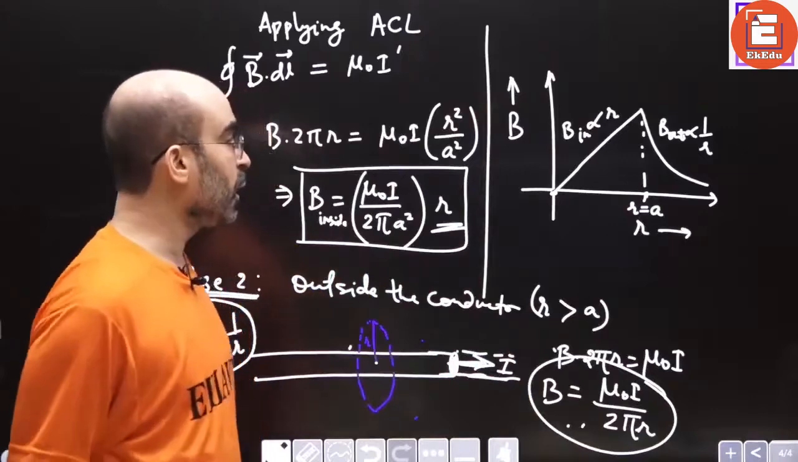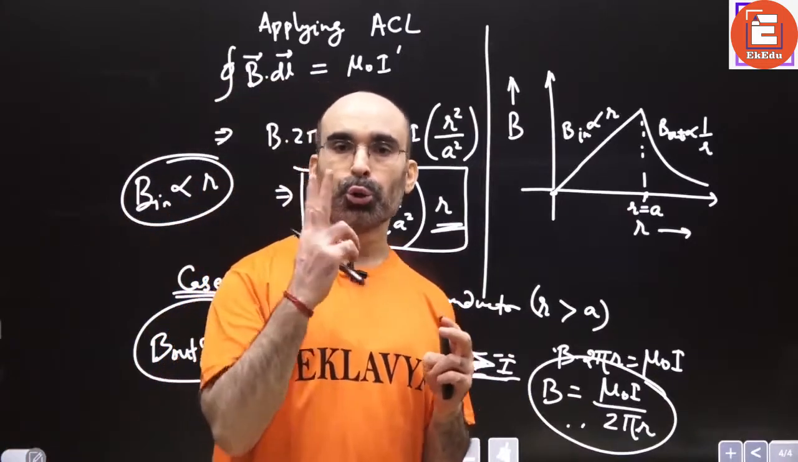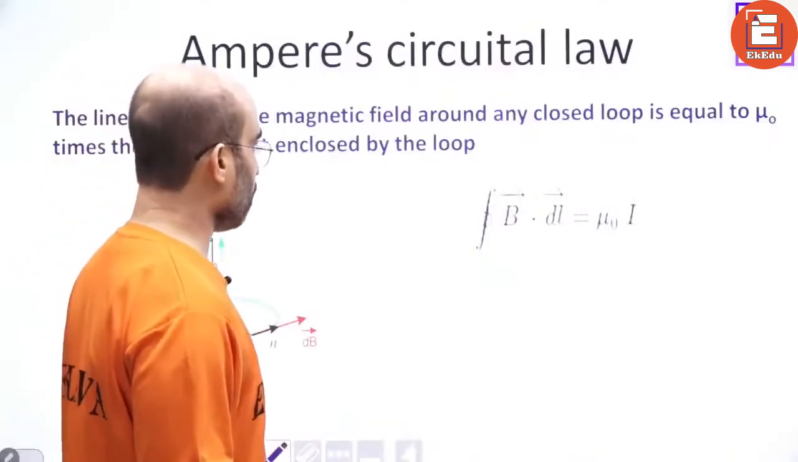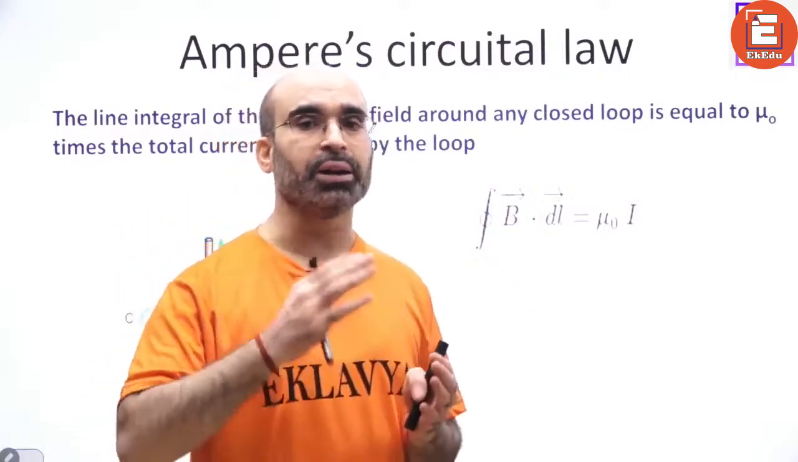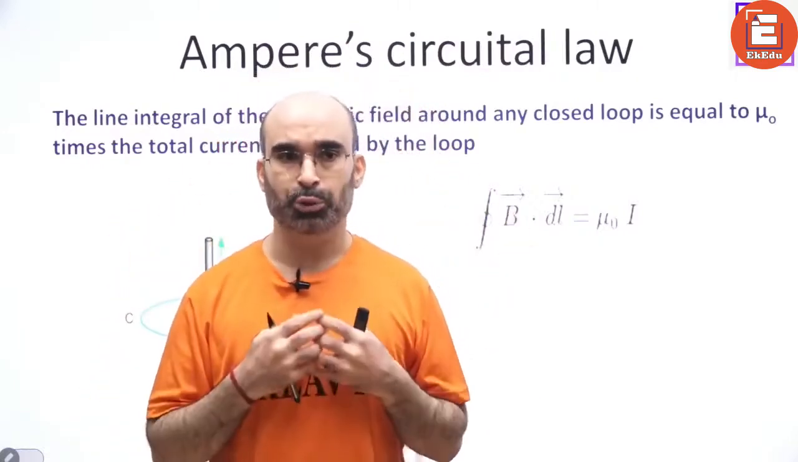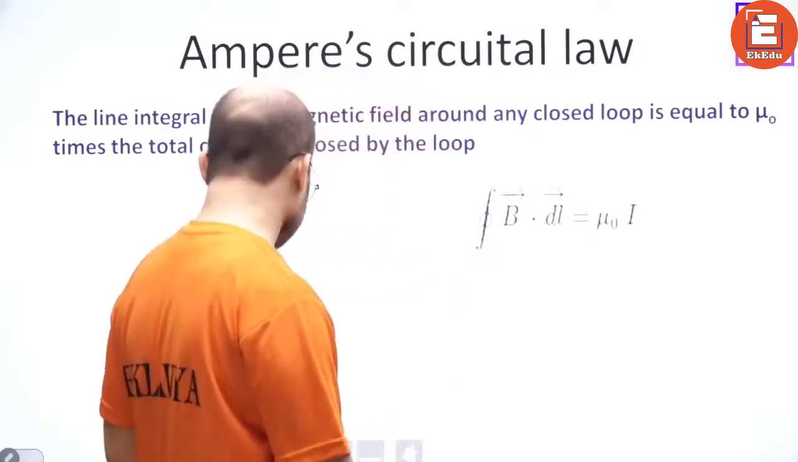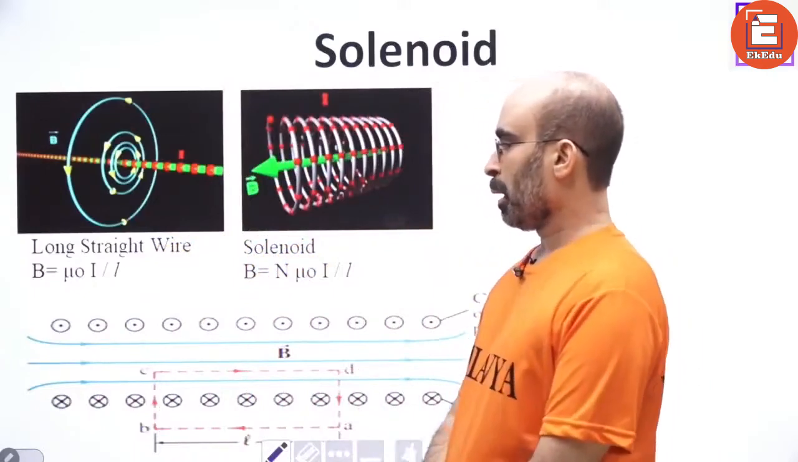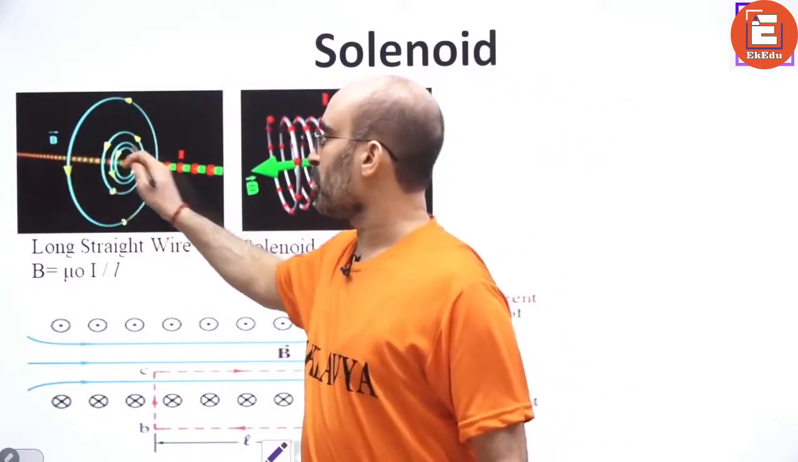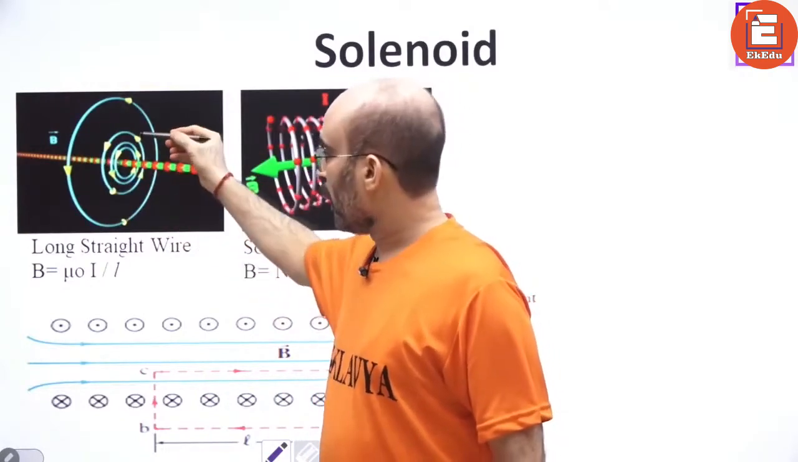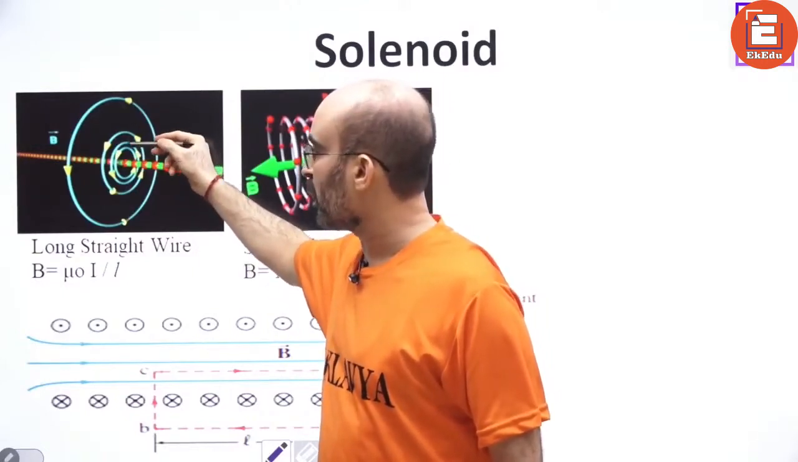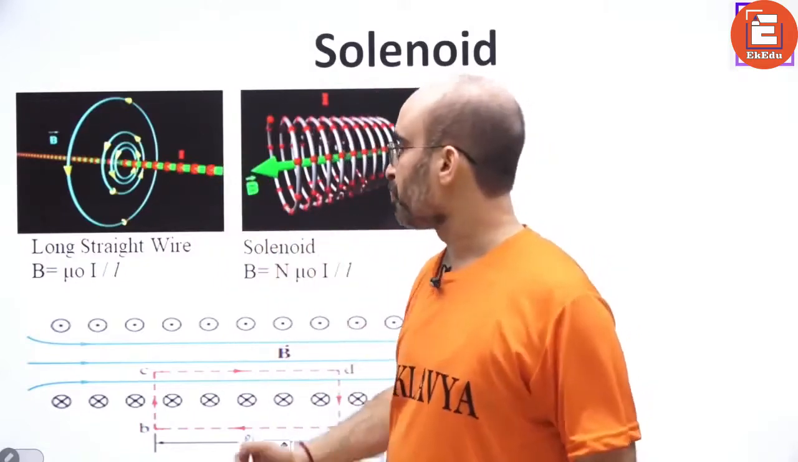Now let us understand the application of ACL further. Two applications so far we have to do: solenoid and toroid. Okay, solenoid and toroid. So just have a look. What is this? This is only a long straight conductor. So these are the loops of magnetic field, as you can see. Close to this straight conductor, you see magnetic field lines are quite closer.